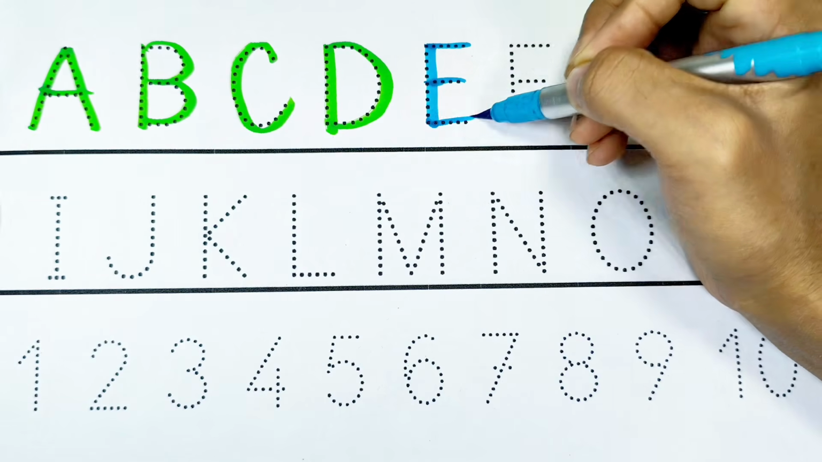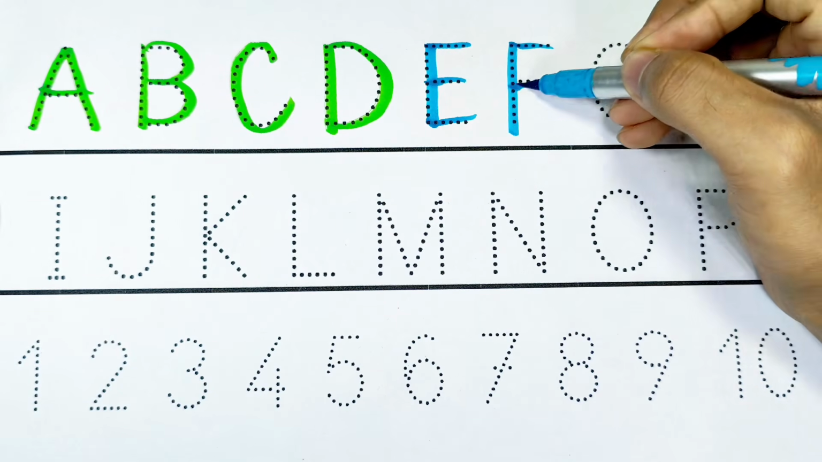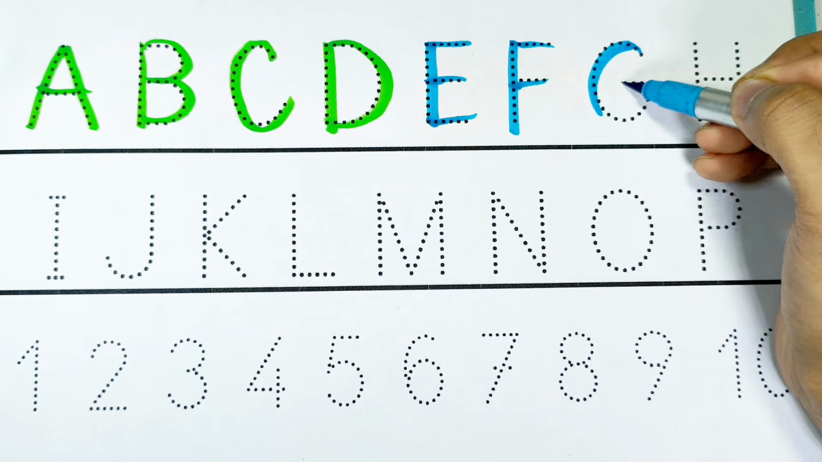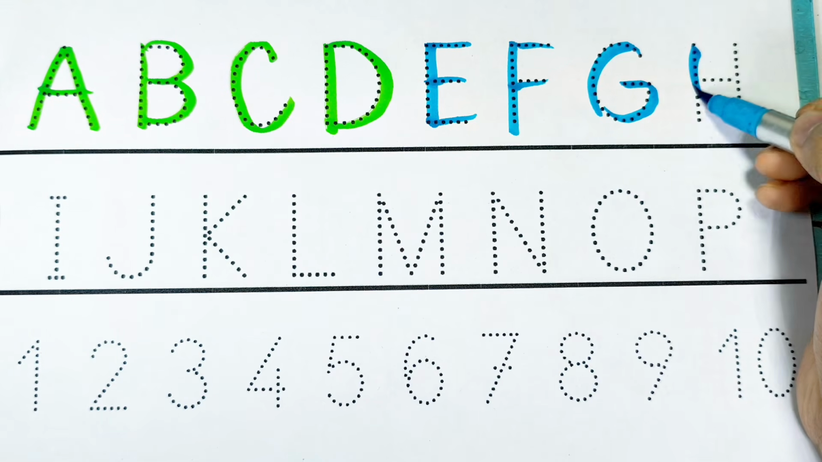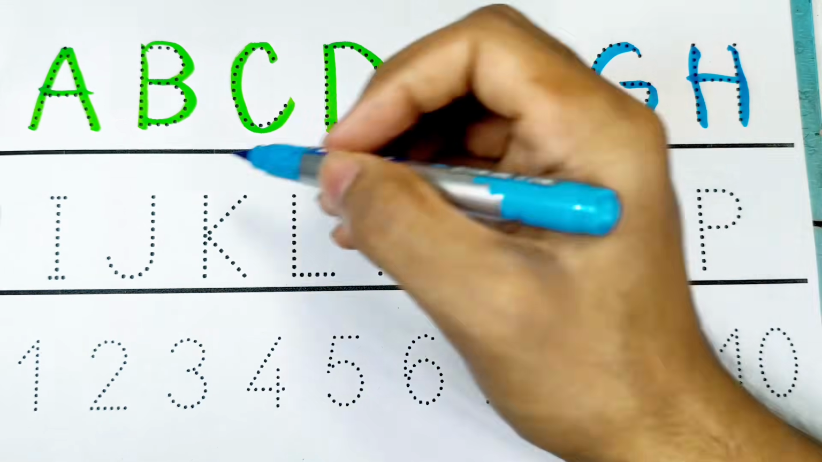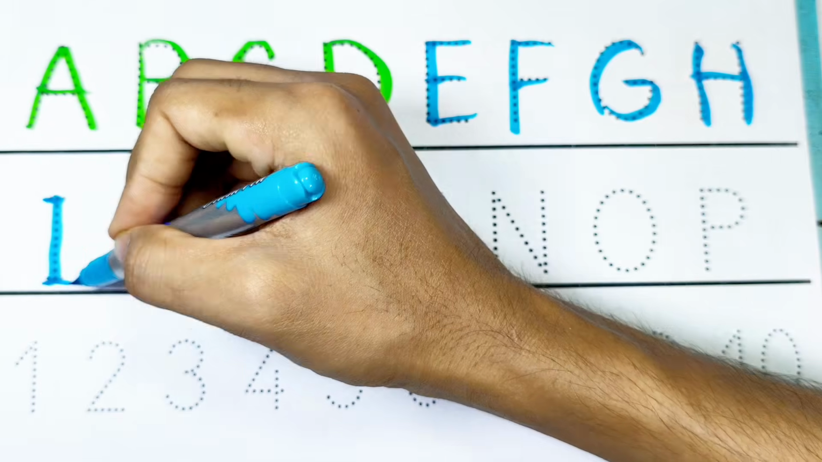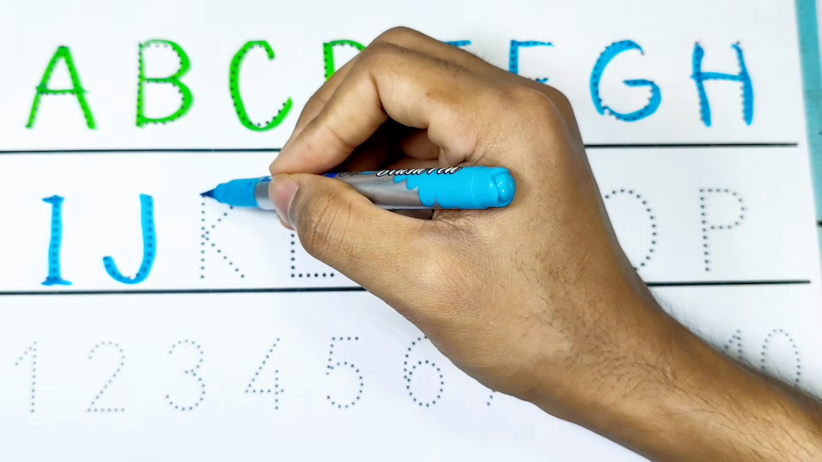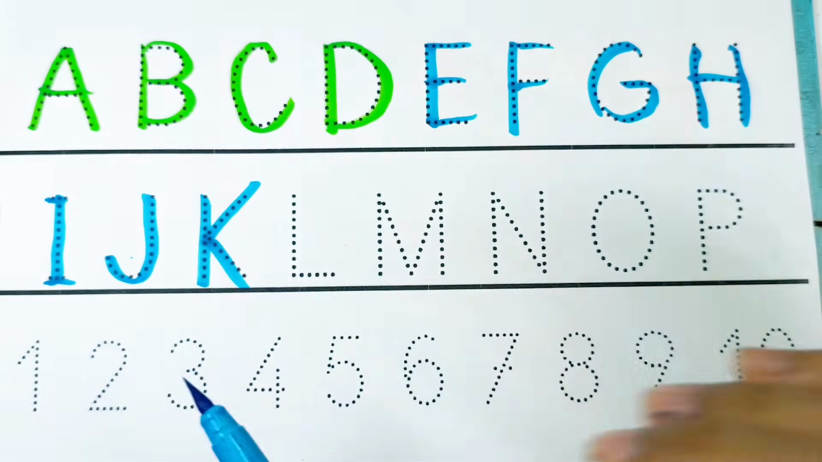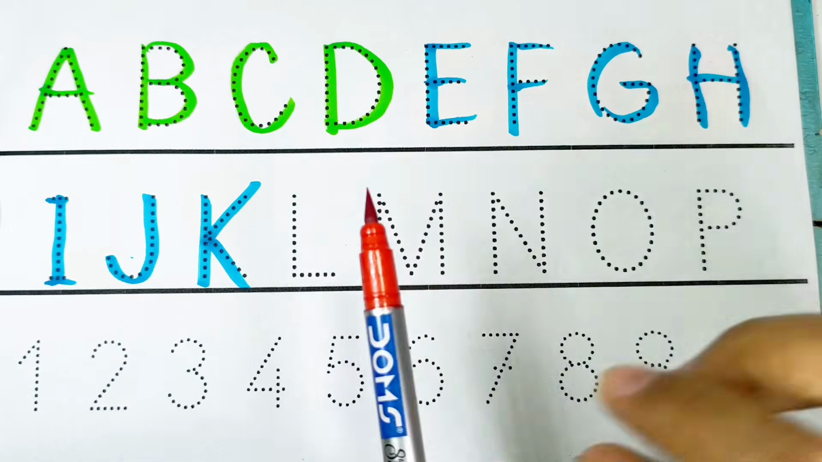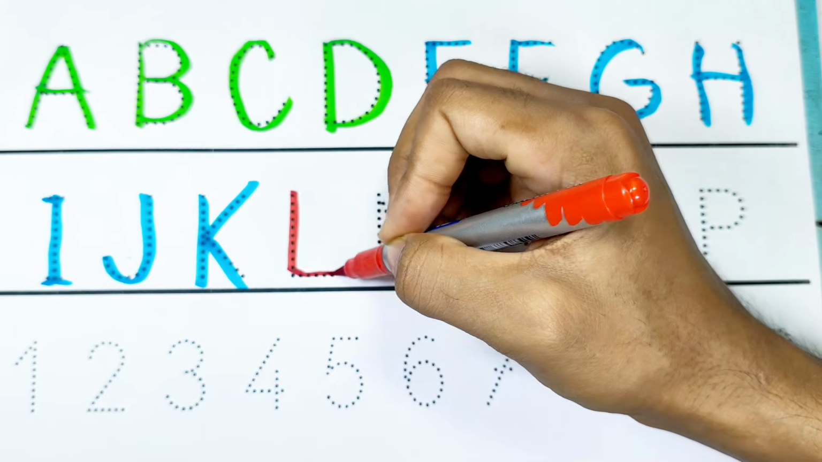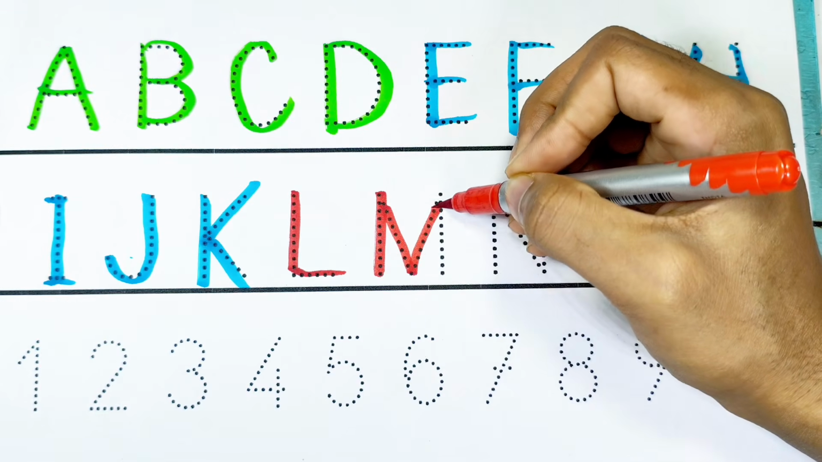E. F. The next one is G. G for gorilla. Kids, the next one is H. H for hand. I for ice, I for ice cream. J. The next one is K. K for kite. Red color. L. The next one is M.